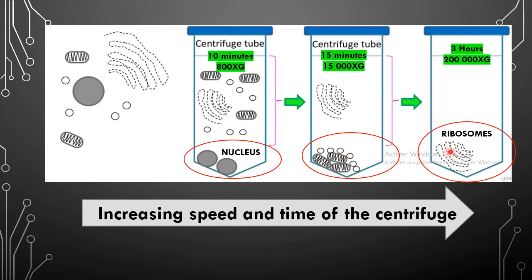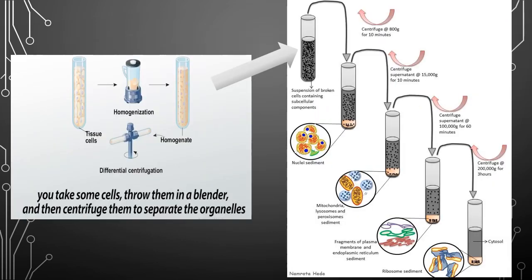If you want to have ribosomes, we can use the supernatant remaining here, put it in another tube, and centrifuge it again for 3 hours. With 200,000 g, we can have a pellet containing ribosomes. So this figure simplifies the technique.